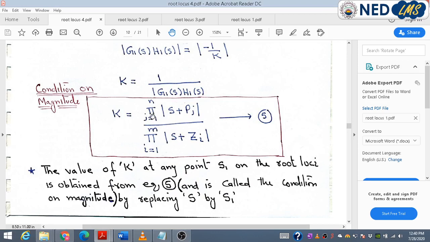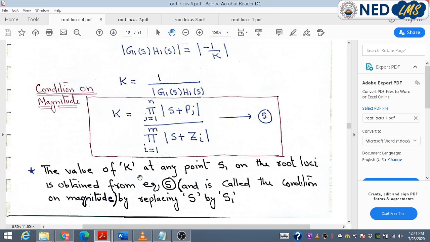Here pi is used because we have to take the product of all brackets, considering the magnitude only, and the same is the case for the denominator. The n represents the number of finite poles in our given open loop transfer function, and m is the number of finite zeros, and pi represents that we have to take the product of all the terms in the numerator and in the denominator of this magnitude condition.